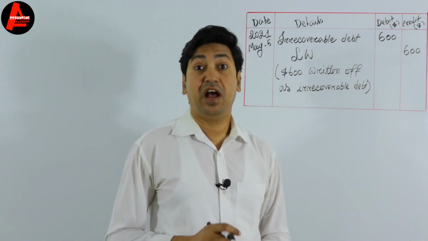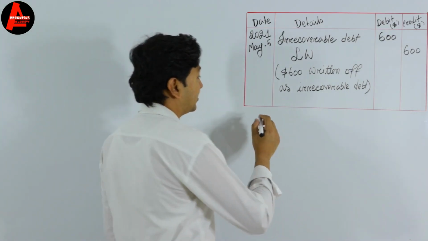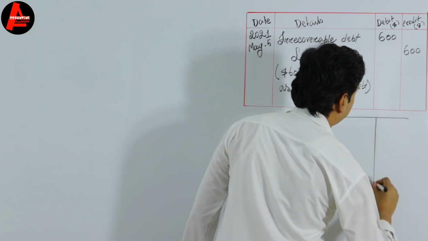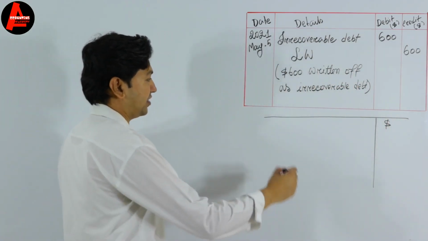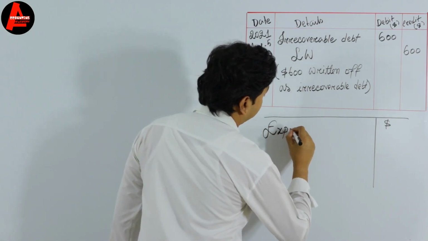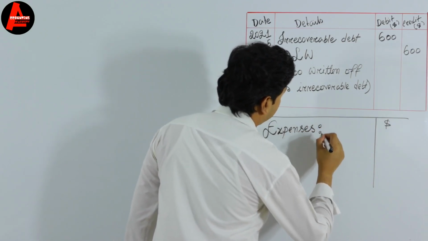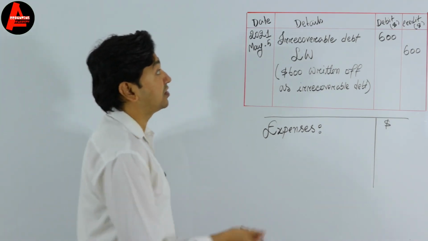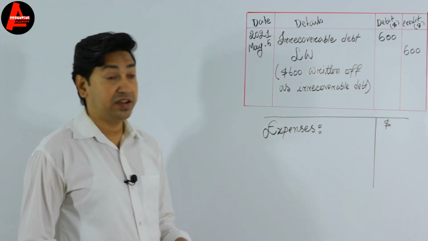Now, how to prepare an extract from the income statement. First, this is the format for the income statement. Here we will write the dollar sign. Here is the expense section. In the income statement there are two sections, right? One is the income section, one is the expense section. In the expenses section, we write all the expenses of the business. So this is also an expense, $600. So we will write this amount here.